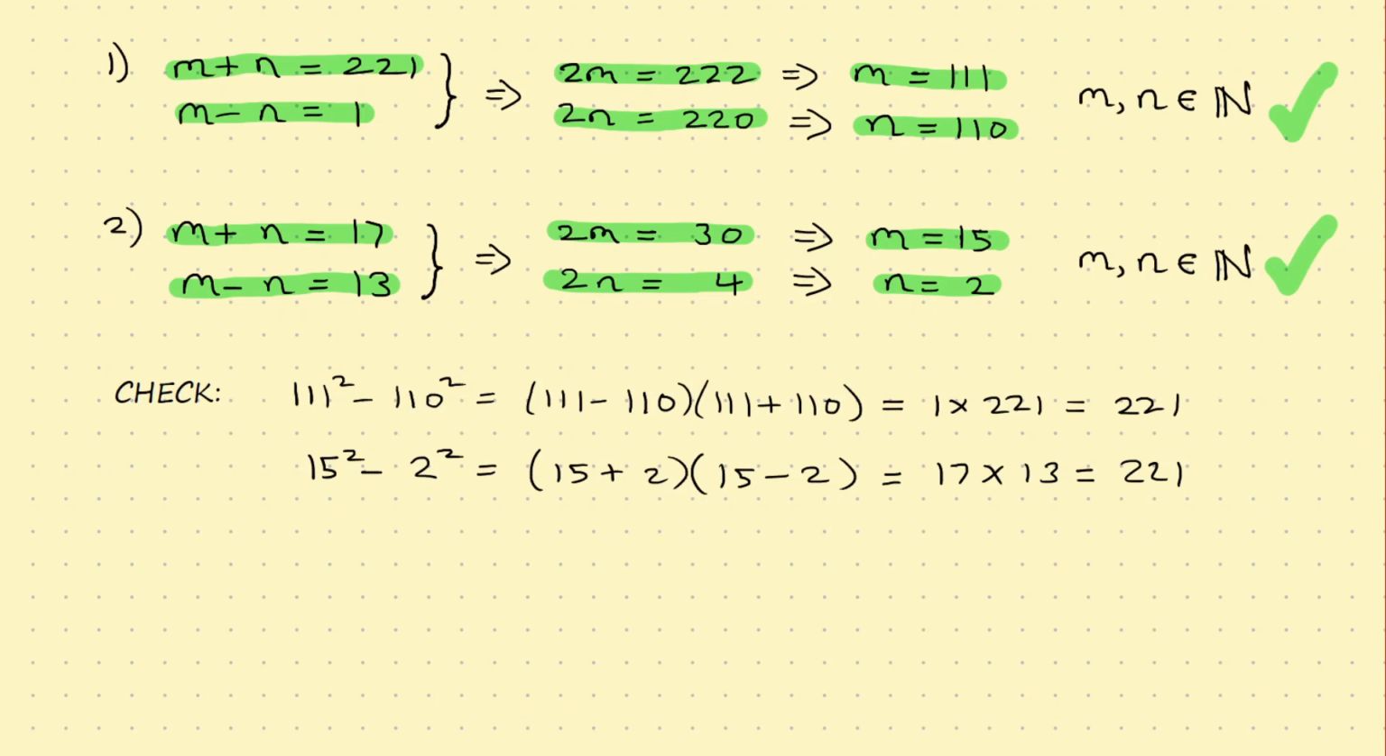And we can, of course, check these solutions by substitution into the original equation, as I've done here, with 111 squared minus 110 squared indeed being 221, as you may check, and similarly for 15 squared minus 2 squared.